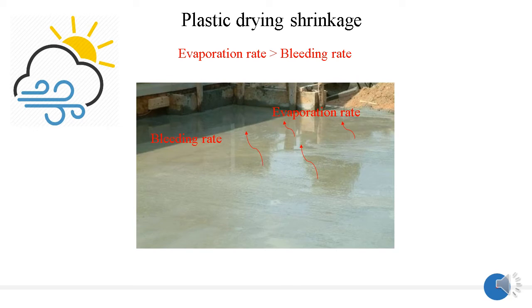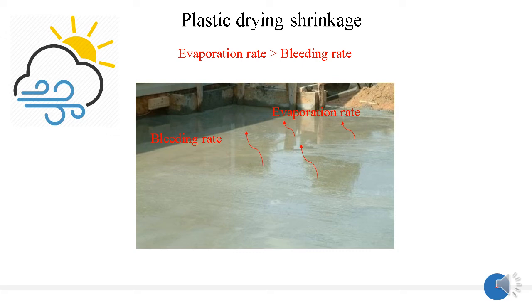As you can see from the figure, this is a concrete surface from which a lot of bleed water is coming out. The rate at which the bleed water oozes out from the concrete is called the bleeding rate. When this water is coming out, due to the atmospheric conditions, rapid drying and evaporation of the surface water occurs. The rate at which the evaporation is occurring is called the evaporation rate. When this evaporation rate is higher than the bleeding rate, there are higher chances of plastic drying shrinkage.